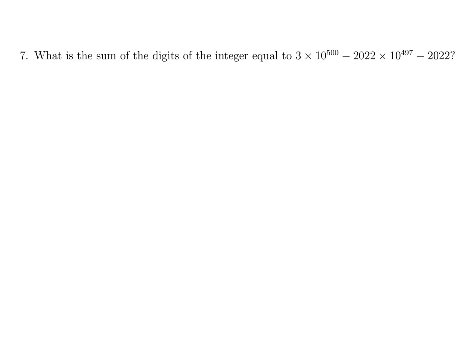What is the sum of the digits of the integer equal to 3 times 10 to the power of 500 minus 2022 times 10 to the power of 497 minus 2022? Well, the first one, 3 times 10 to the power of 500 minus 2022 times 10 to the power of 497 minus 2022. Okay, let's do this one step at a time here.